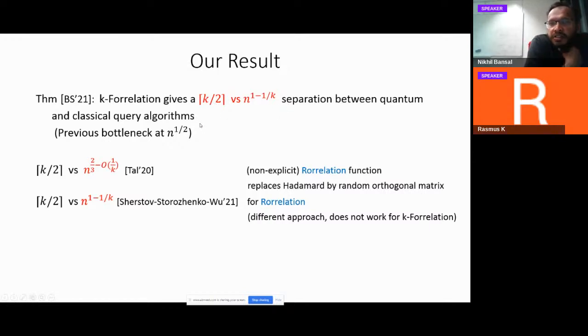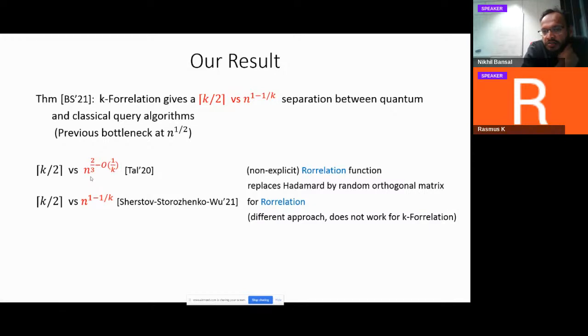There had been some recent works trying to go in a slightly different direction. Last year there was a very nice paper by Tal et al., which gave a different function called Rorrelation. This is not a typo; it's actually R instead of F here. Again, I haven't defined what the Forrelation function is, but it replaces a certain component in that by a certain random orthogonal matrix. That's why F becomes R. It's a probabilistic-method kind of proof, so it gives a non-explicit function, and he could push this gap all the way to n to the 2/3.